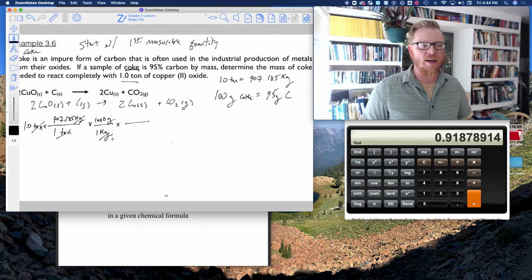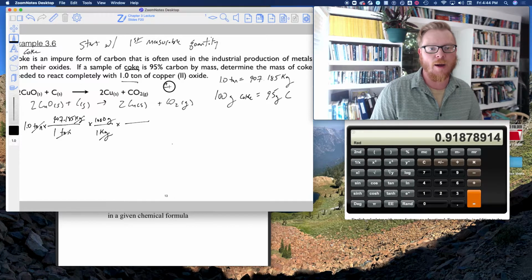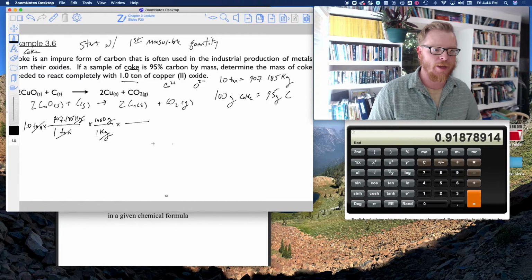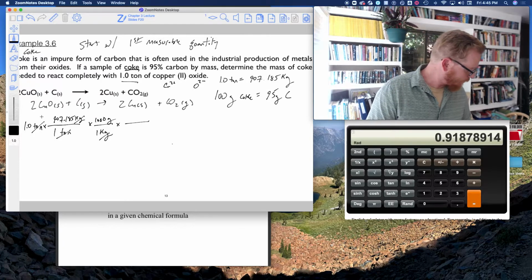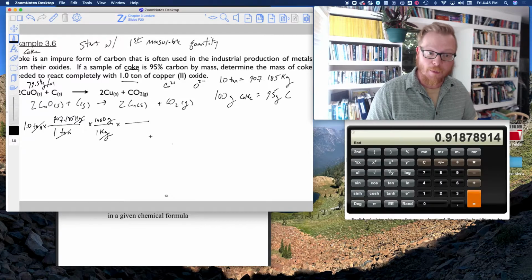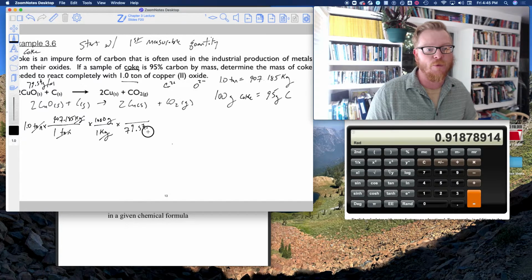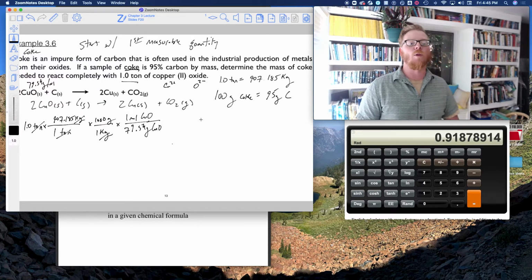And what is this that we're talking about? It's 1.0 ton of copper(II) oxide. Remember, copper(II) oxide, that's Cu2+ and oxide is O2-, so that's why it's CuO. They both balance. I only need 1 and 1 of each. When you calculate the molar mass of copper(II) oxide, it's 79.54 grams per mole. So I've got grams on the top, so when I go down, I need to put grams on the bottom: 79.54 grams of copper(II) oxide is 1 mole of copper(II) oxide.